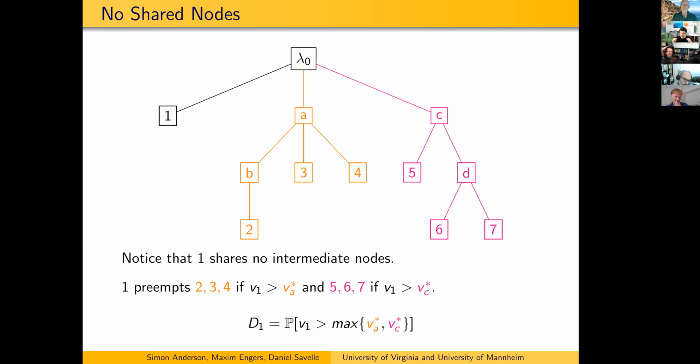Now, if there's no shared nodes, you can compare 1 to V star A and V star C and just get a regular demand formula like what we're used to. Because there's no shared paths, you can simplify this down to a single inequality. And so in this world, this would behave a lot closer to discrete choice models. There's no drafting effects for 1 relative to other options.